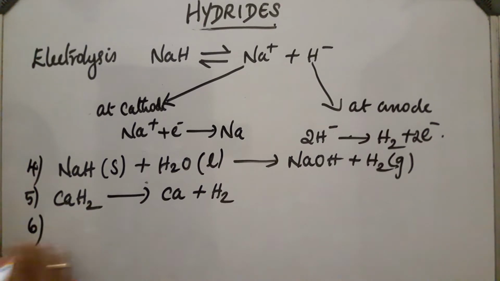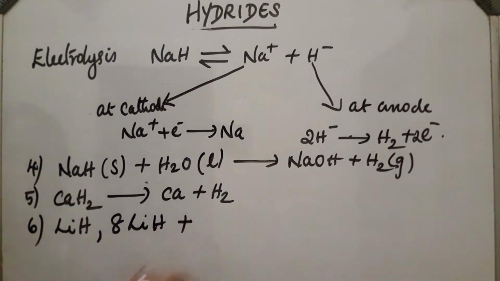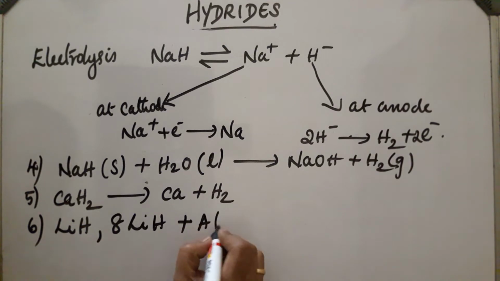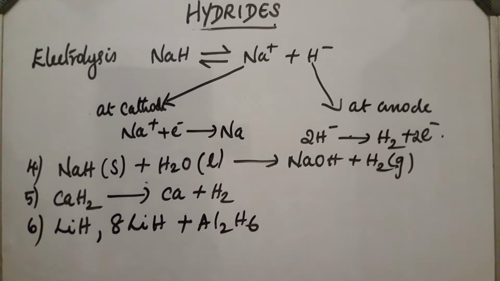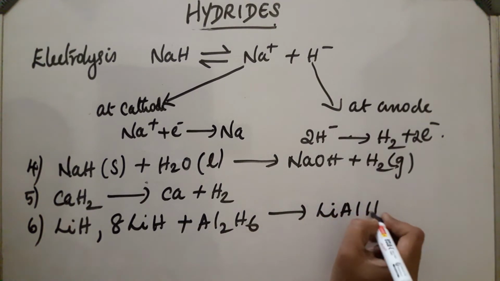Now sixth property, lithium hydride forms many useful reagents. Many useful hydrides are obtained from lithium hydride. These are obtained because these hydrides are unreactive at moderate temperature with chlorine and oxygen. So these reagents are obtained. For example, 8LiH on reaction with Al2H6, aluminum hydride, gives a useful chemical, LiAlH4.